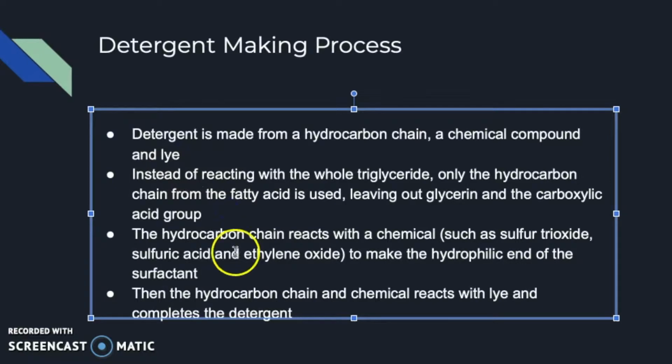The hydrocarbon chain reacts with a chemical such as sulfur trioxide, sulfuric acid, or ethylene oxide, and it makes the hydrophilic end of the surfactant. Then the hydrocarbon chain and the chemical react with lye, and the detergent is complete.